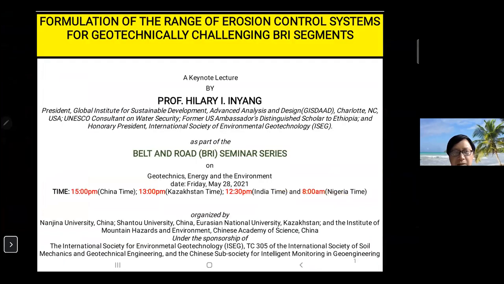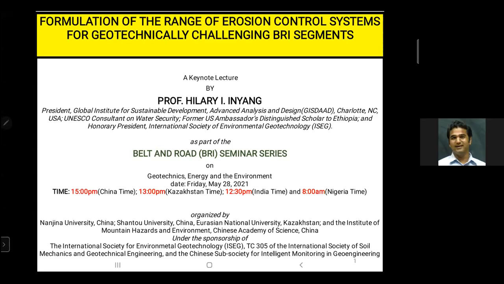The first one is dealing with the rationale for considering erosion as a very important geotechnical feature. The second part is the mechanics of erosion and the types of erosion that should be expected in those terrains that are traversed by the Belt and Road Initiative. And then finally, what to do about it? What do you do about erosion? What geotechnical and geochemical techniques are there that could be used to solve this problem?